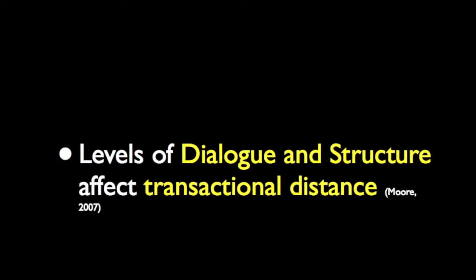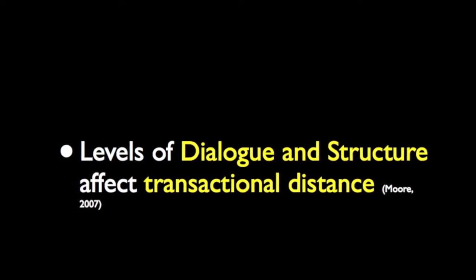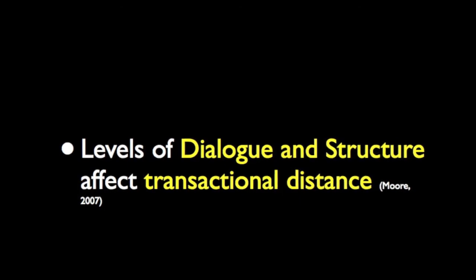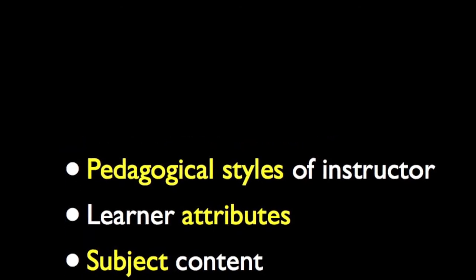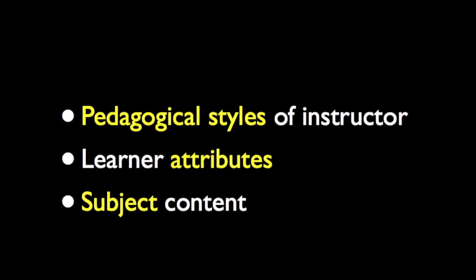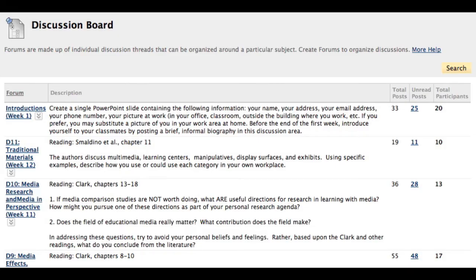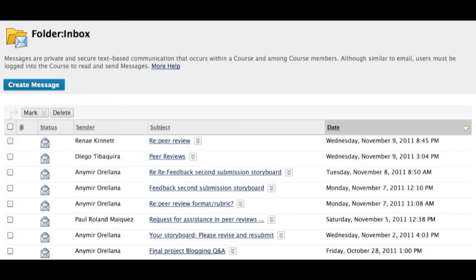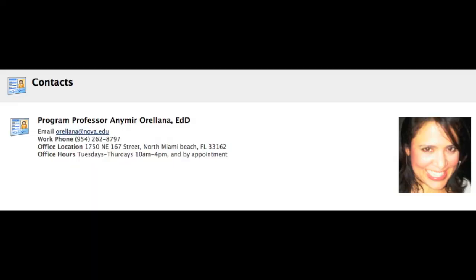At number 6, reduce transactional distance. Transactional distance in any form of education is a function of dialogue and structure. Other factors can influence transactional distance as well, such as pedagogical styles, learner characteristics, and the content being taught. Methods to reduce transactional distance could include student collaboration and communication, and instructors being available for students.